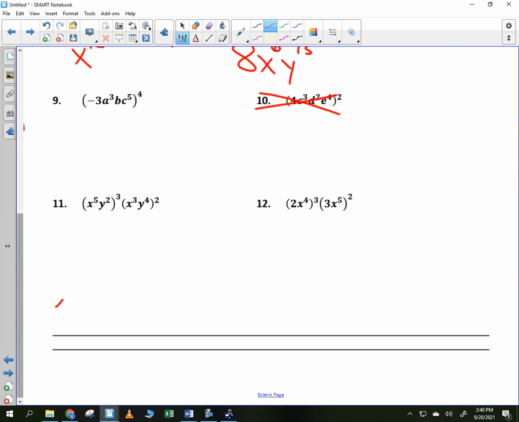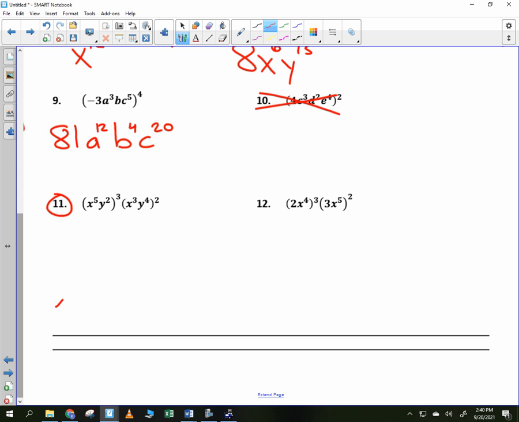For number 9, I take negative 3 to the 4th. Let's do that together. What's negative 3 times negative 3? 9 times negative 3? Negative 27 times negative 3? Positive 81. Then it's going to be a to what power? 12, b to the 4th, and c to the 20th.